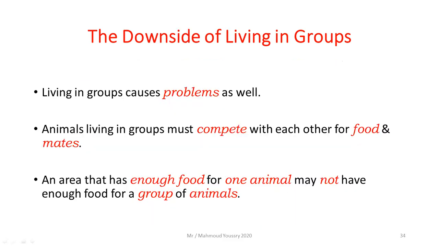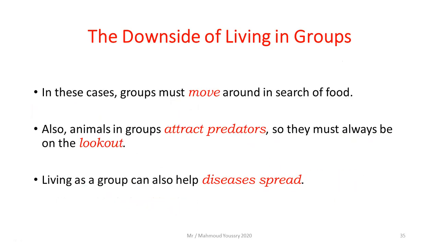Then what about the downsides? What about the disadvantages of living in groups? Living in groups can cause problems as well. Like what? Animals living in groups must compete with each other for food and mates. An area that has enough food for only one animal will not have enough food for a group of animals. In these cases, groups must move around. They are continuously moving in search of food.